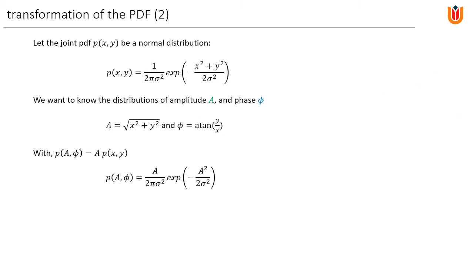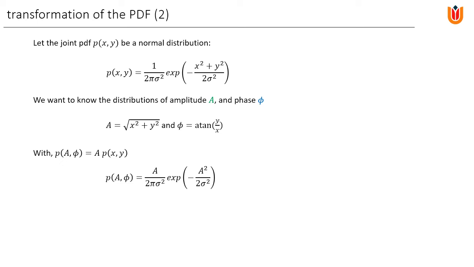So now let's pick a form for the joint PDF of P of X and Y. Let's suppose it is a normal, joint normal distribution as given here. So now we wanted to know the distribution of amplitude and phase, A and phi. So we can write first the expressions. A equals the square root of x squared plus y squared, and phi equals the arctangent of y over x.